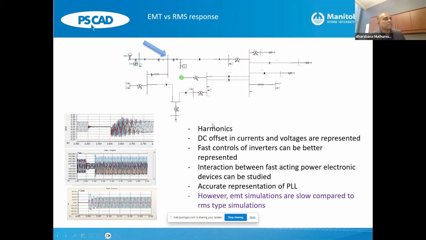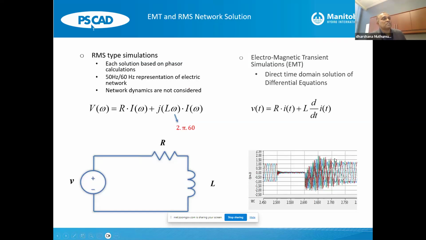Before I go there, let's elaborate a little bit more on the so-called network dynamics or network transients. This is one example, and I don't have to explain this. It's obvious what this means. This part of the waveform is not balanced and sinusoidal like in the steady state.